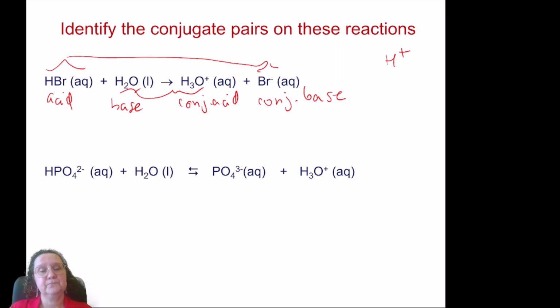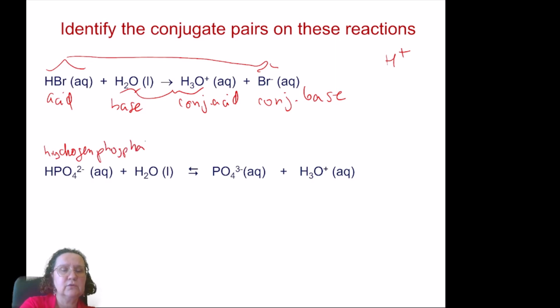If I look at the second reaction, you might not recognize the chemicals. I've got this HPO4 2-. This is called hydrogen phosphate anion. And this group here, PO4 3-, is called a phosphate anion, or the phosphate group.